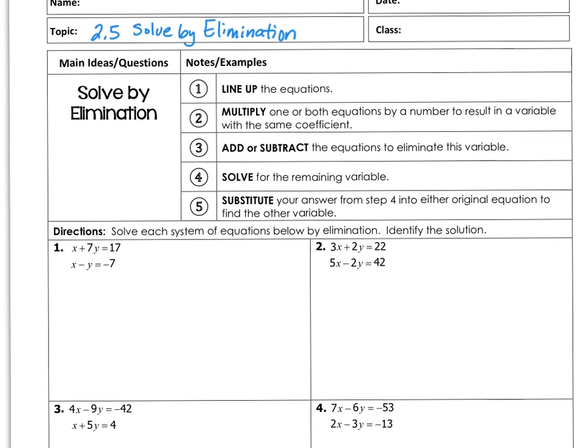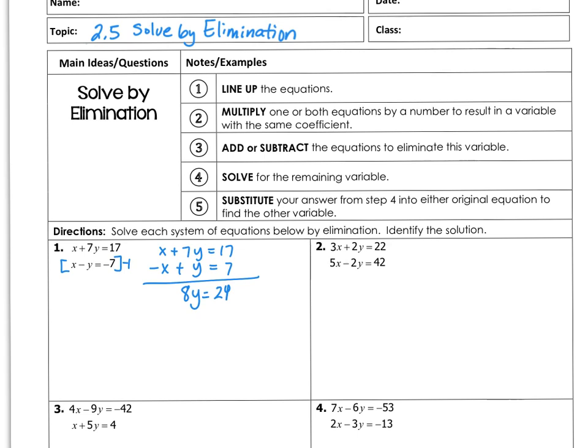Say on the first one, notice that they're already in columns, and we just need to get the x's. The x's have the same value, that both have a 1. So I'm going to multiply this bottom one by -1. So the top equation stays the same. Bottom equation changes the sign on all of these. So now when I add these two things together, notice that gives me 8y equal to 24.